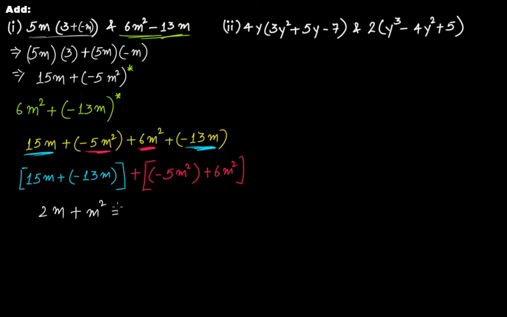So if you want to write it, you can write it in this form: m squared plus 2m, a higher power before a lower power. So m squared plus 2m is the result, the sum when you add these two expressions together, right? When you add these two expressions together, you'll get this as a new algebraic expression, that is m squared plus 2m. Okay, now let's solve for the second one.